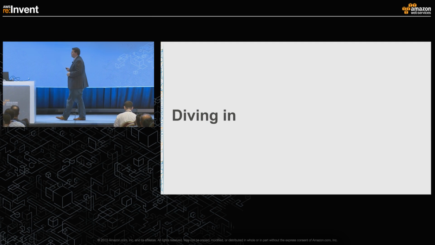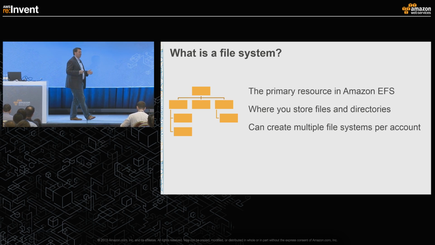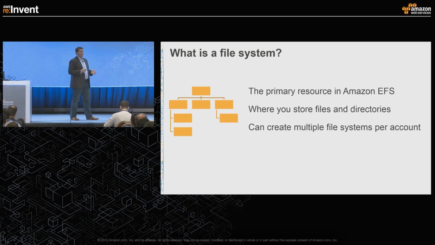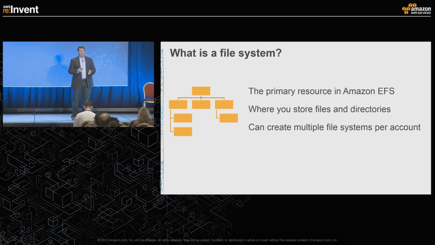So let's get started, and we'll dive in here. So inside of EFS, what is actually a file system? The file system is the primary resource where you're going to store your files and store your directories. And you can create multiples of these file systems in each one of your AWS accounts.